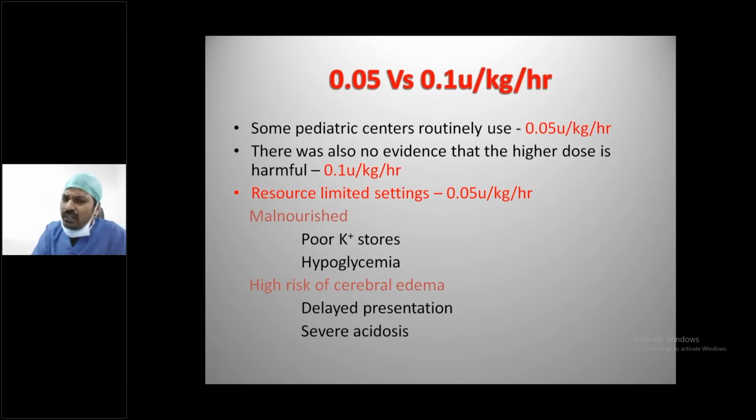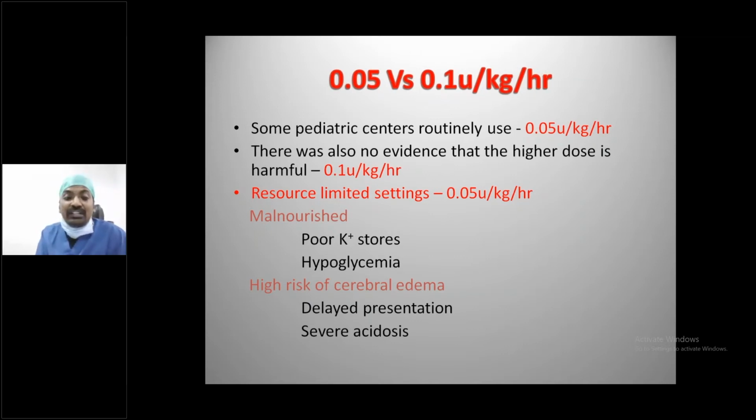Some pediatric centers still use 0.05 unit per kilo per hour, but remember there was no evidence that suggests higher dose like 0.1 unit per kilo per hour is harmful. But particularly in resource limited settings, it is always better to start with low dose of insulin, where we come across children with malnourishment, because malnourished children will have poor potassium stores and they are at risk of hypoglycemia. In those children, if you start insulin at standard dose like 0.1 unit per kilo per hour, they might be at risk of hypoglycemia with hypokalemia.